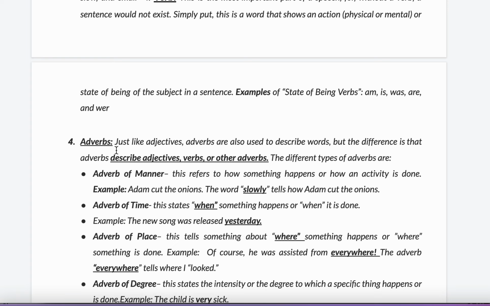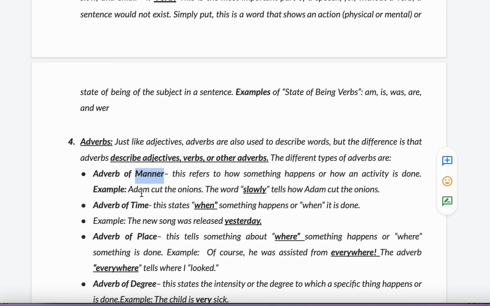So let's say adverb of manner. An adverb is divided into the following parts, so we have to know these degrees and these different parts. Adverb of manner refers to how something happens or how an activity is done. This shows manner, the way, behavior, the speed, stuff like that.